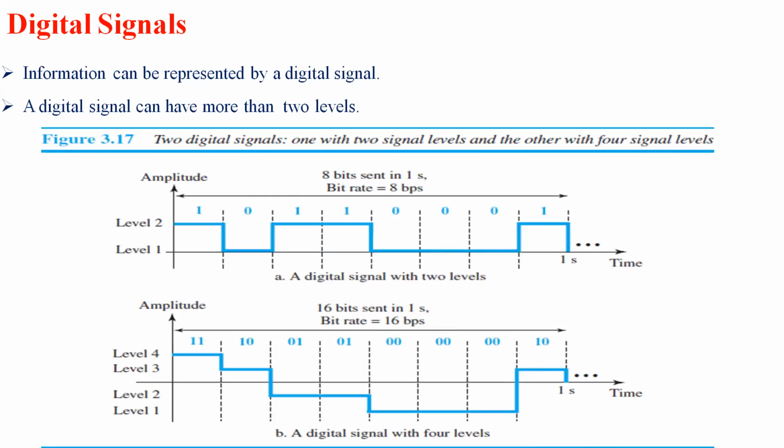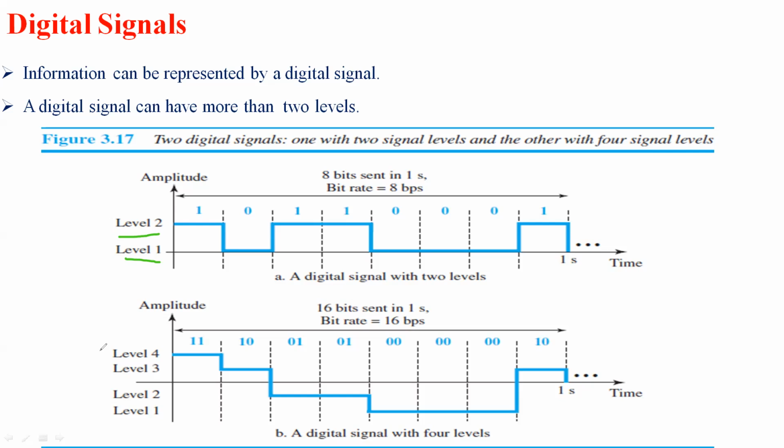So this is the digital signal representation. This figure shows two signals, one with two levels and another with four levels. Here in this case we have level 1 and level 2, two different levels. It's a data signal with two different levels, but here we have four different levels.